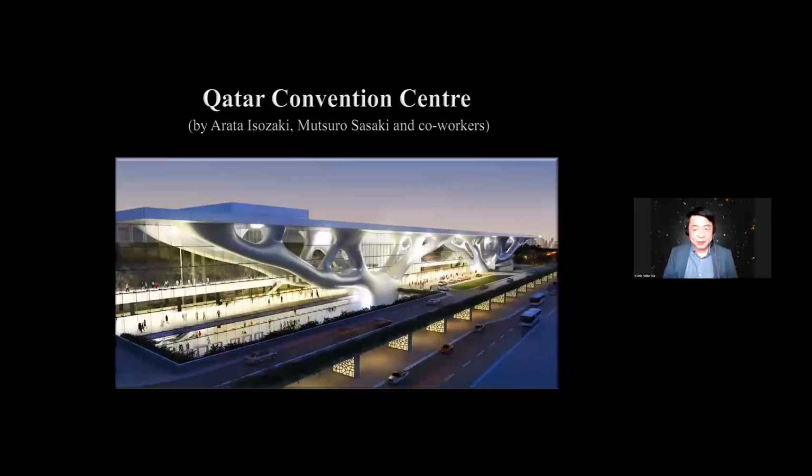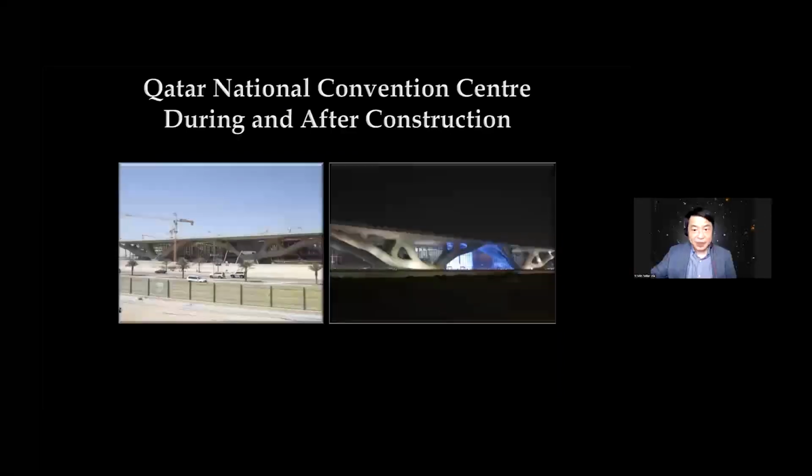There are some other larger projects which use the extended ESO method. This one was by the famous architect Arata Isozaki. And I think many of you would know that he was the Pritzker Architecture Prize winner in 2019. And he worked with the famous structural engineer Mutsuro Sasaki and created this beautiful structure for the Qatar Convention Center. This was built about 10 years ago. And these are some of the photos of that project.